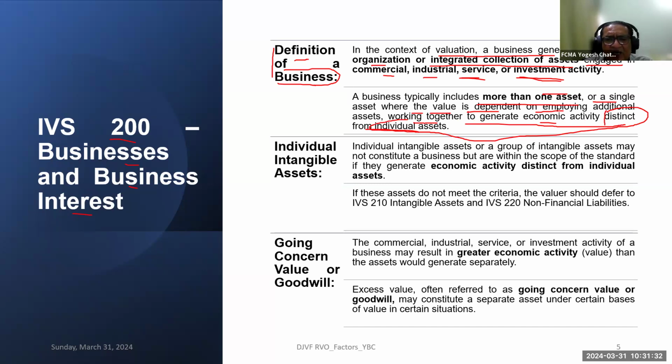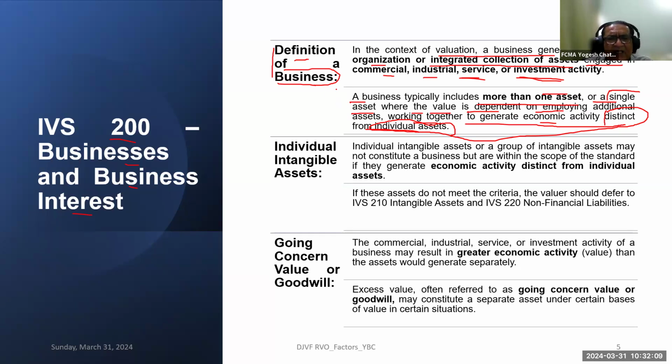So you can visualize one particular scenario with a single asset. Supposing a company has a telecommunication right for a particular sector or region, won in an auction from the government. Although that is a single asset, some additional assets will be deployed, and when they work together, that will be regarded as a business.